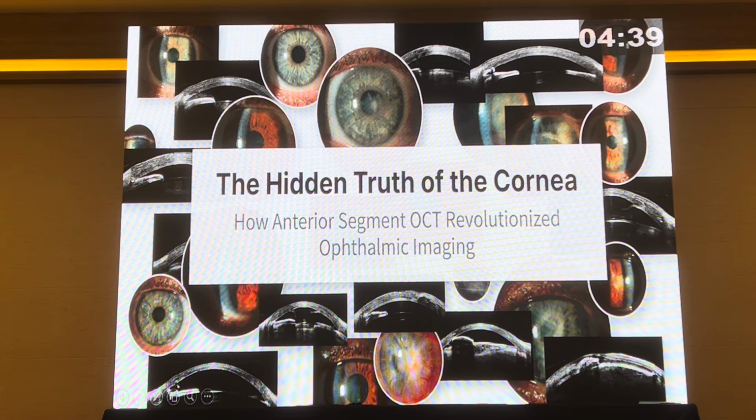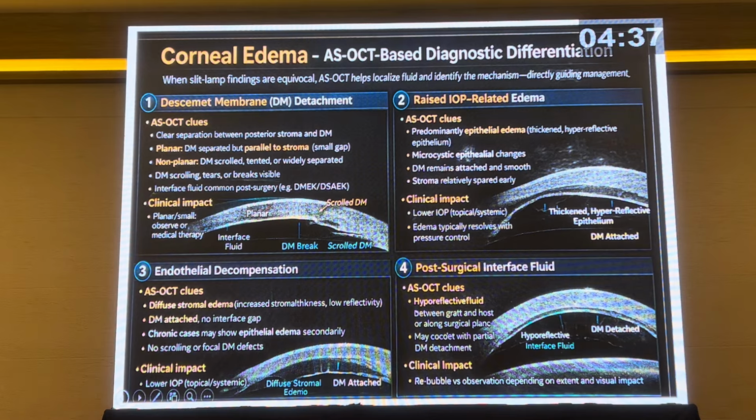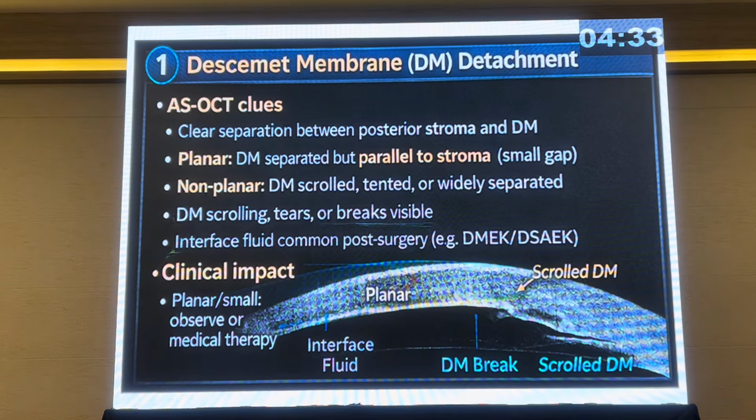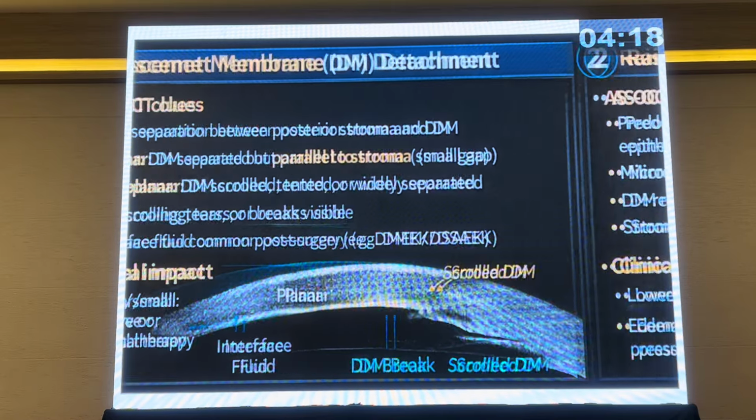Coming over to the main area, that is the cornea. If you have a case of corneal edema, then we will have to rule out a Descemet's membrane detachment. Which category does it belong to? Is it a planar one or a non-planar one? Whether the DM has scrolled up will actually vary my plan of action in managing these cases.